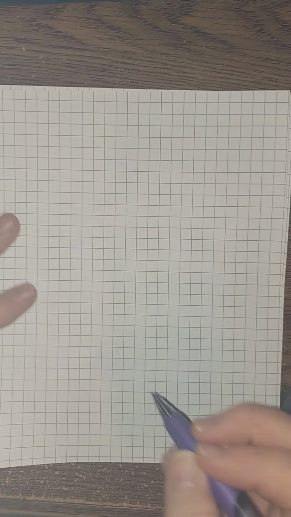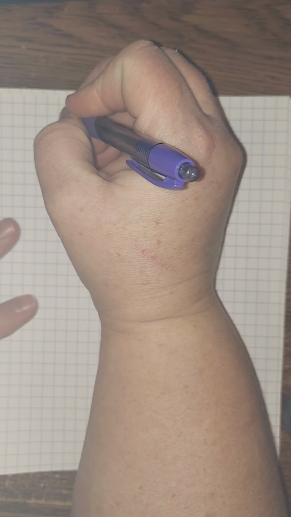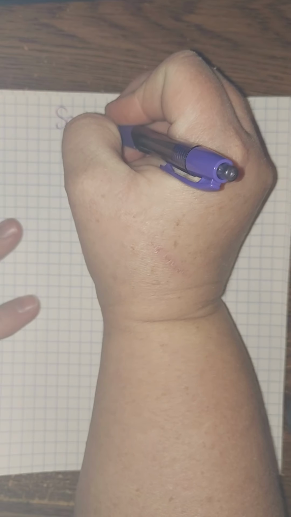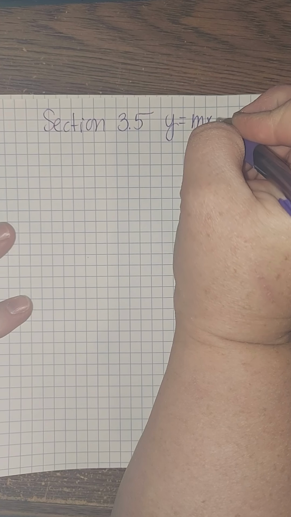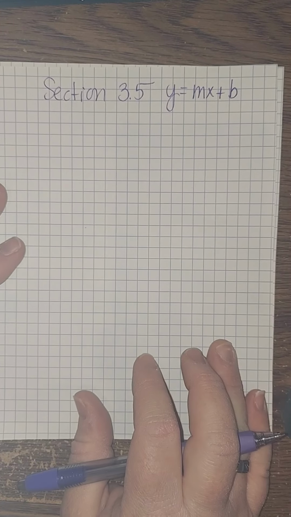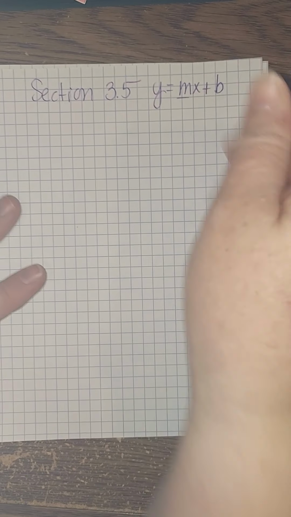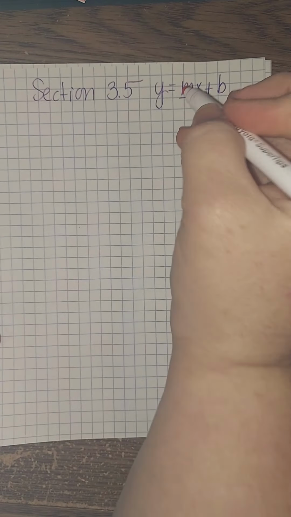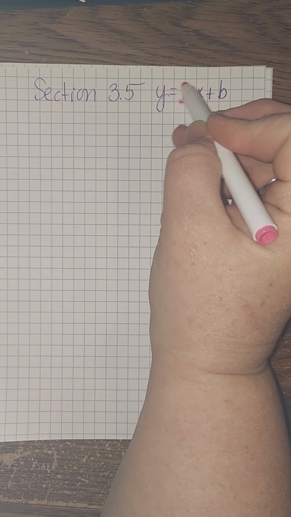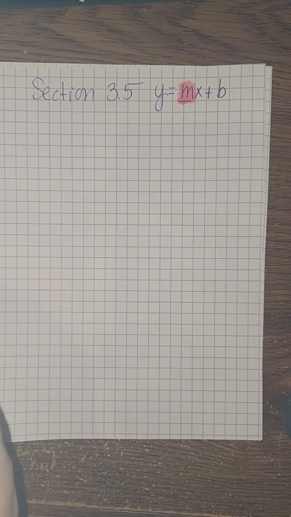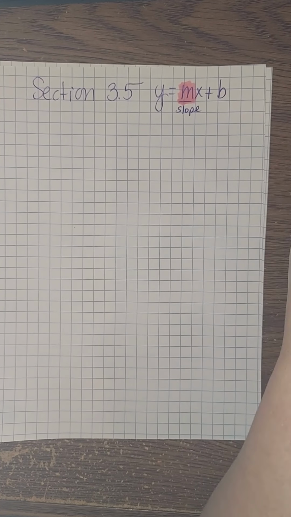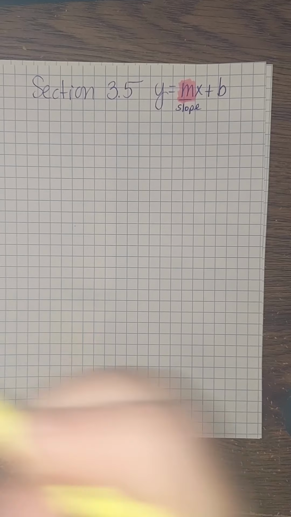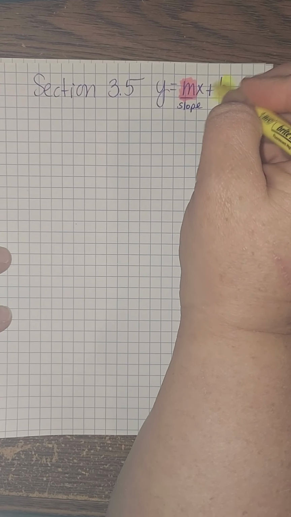All right, friends, so this is section 3.5. And in section 3.5, it is all about slope-intercept form, which is y is equal to mx plus b, where I'm going to color code this. M is our slope. Great vocab term. And the b is our y-intercept.